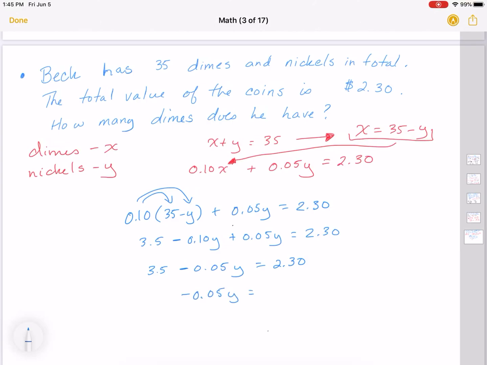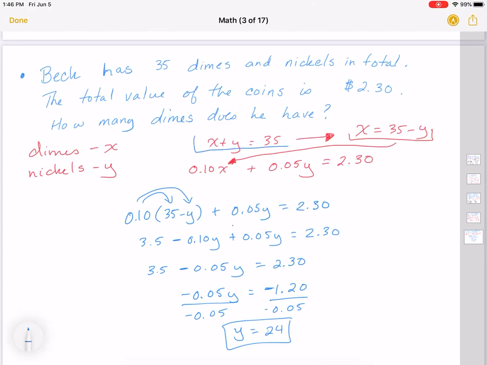So I get negative 0.05Y. 2.30 minus 3.5 is negative 1.20. So divide by that. If I divide negative 1.20 by negative 0.05, I get 24. Now I have the number of nickels.